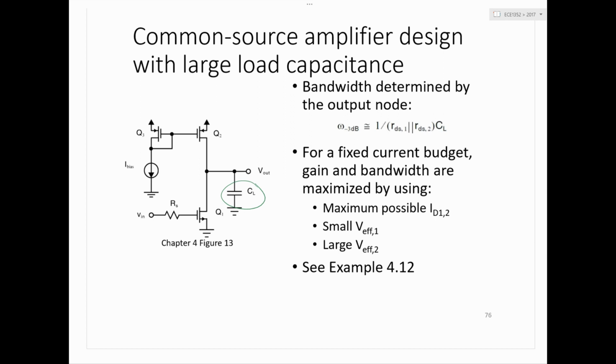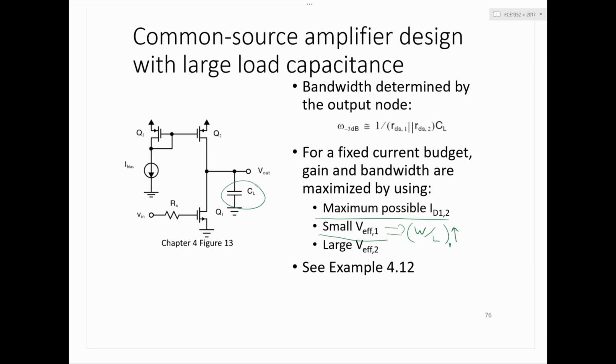For a fixed current budget, gain and bandwidth are going to be maximized by, first of all, using all of your current budget in the transistors Q1 and Q2. Secondly, you're going to want a small bias with a small V effective one. For your current budget, that translates into using a large value of W over L for transistor 1.